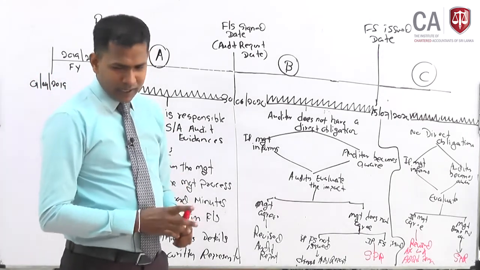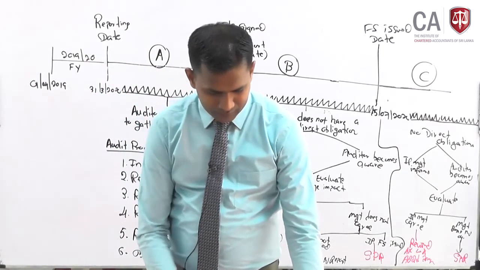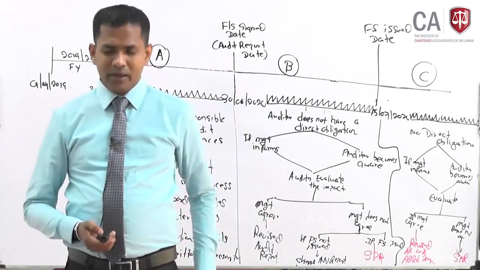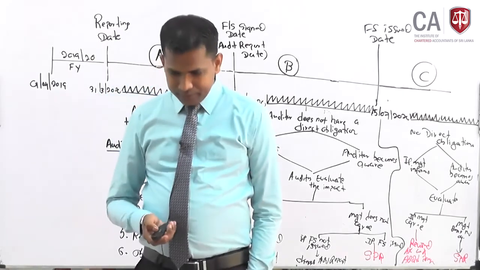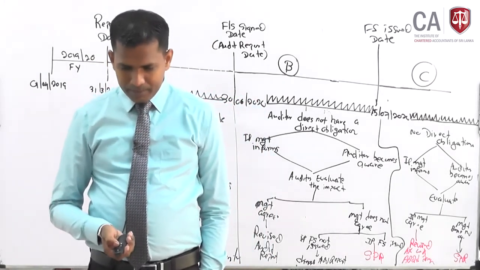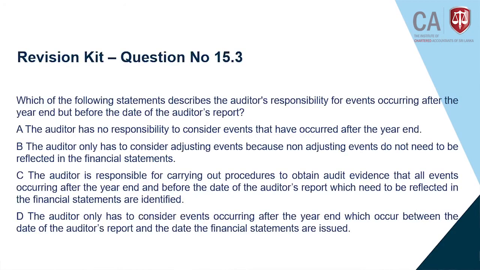So quickly we will look at one or two questions before we discuss more questions in your revision discussion as well. Question discussion, revision kit question number 15.3. If you read the question: which of the following statements describes the auditor's responsibility for events occurring after the year end but before the date of the auditor's report?